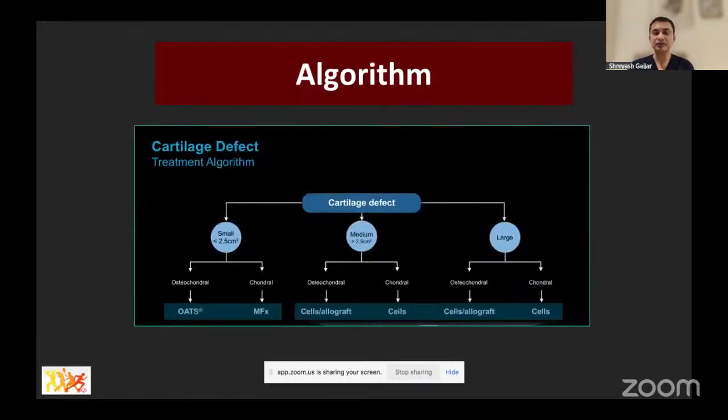And when it comes to the other forms of options for cartilage treatment, I tend to divide the defects I see in my practice into small, medium, or large.